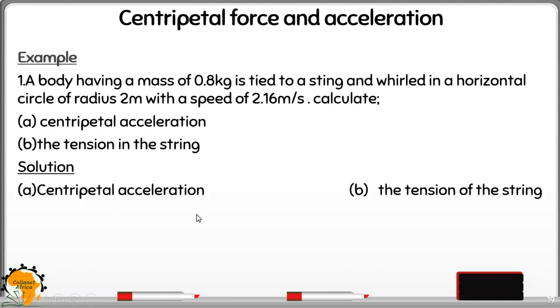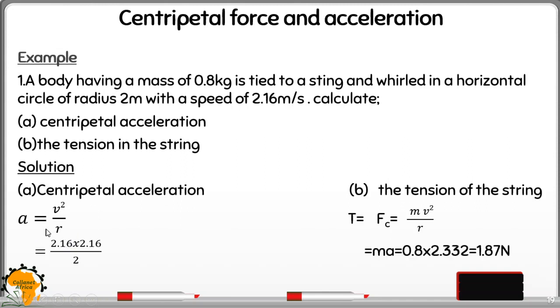We have this as our calculations. For the centripetal acceleration, from what we have just derived, our a is given by v squared over r. Our v is 2.16 and our r is 2 meters. So when we substitute those values into our equation, we have 2.16 times 2.16 divided by 2, and you get 2.332 meters per second squared. That will give us the centripetal acceleration.